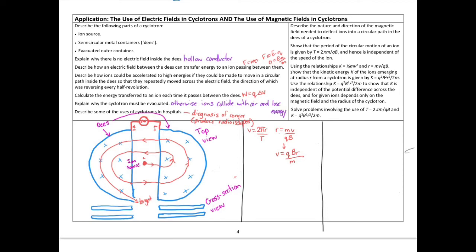And if we then equate these two things, we get 2 pi r on T equals QBR on M. We want to work out period, which is a bit of a pain because it's at the bottom, so let's times both sides by period. Then we've got to get rid of all this stuff, so we're going to times both sides by M and divide both sides by QBR.